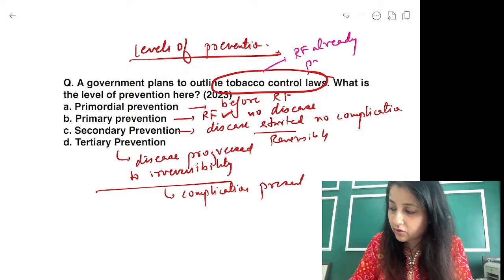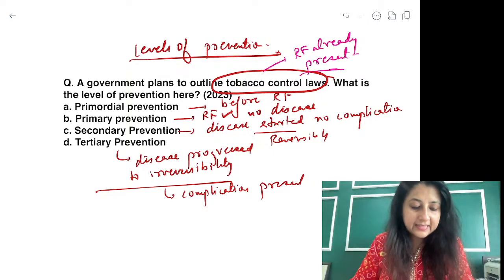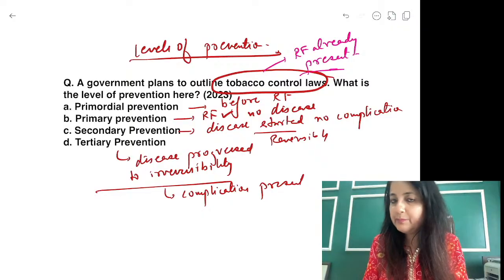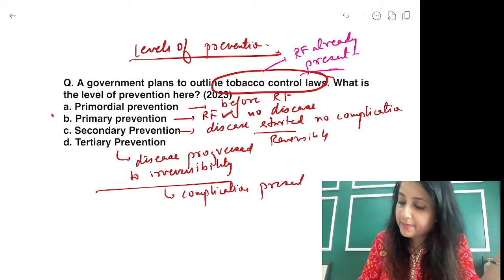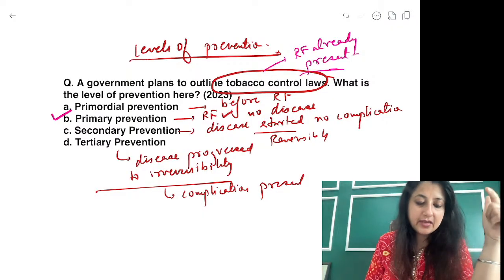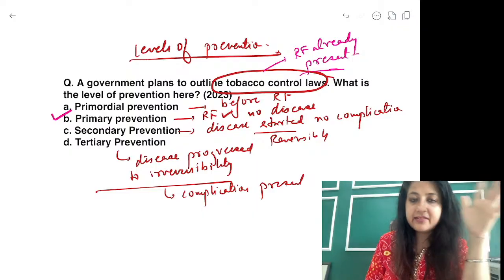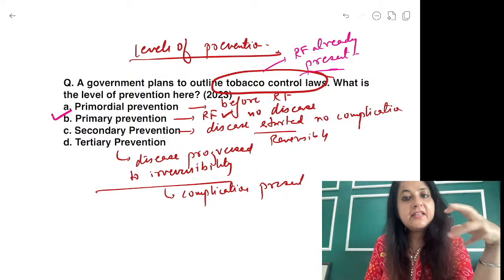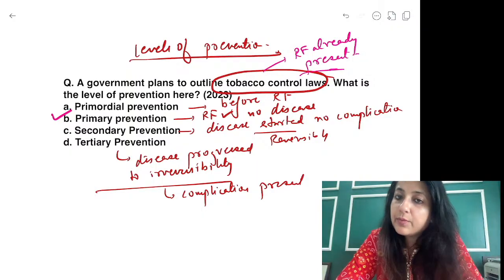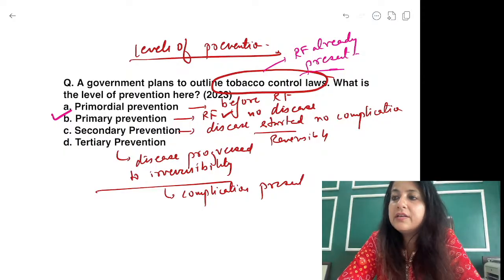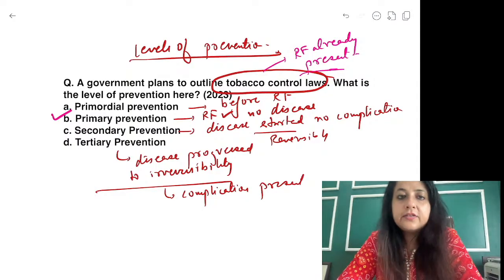Risk factor already present. So what is this law? I mean, which is this level of prevention? Primary level of prevention. Anybody has any doubt in this question? Already the risk factor is present. That is why we have come up with what? Tobacco control laws. Clear? So this is primary.